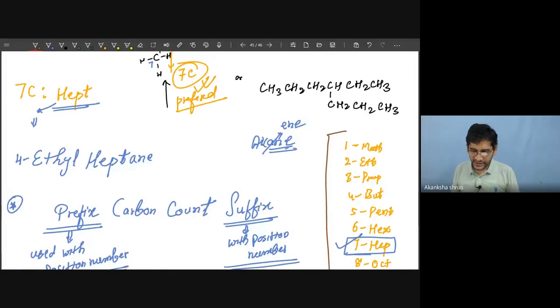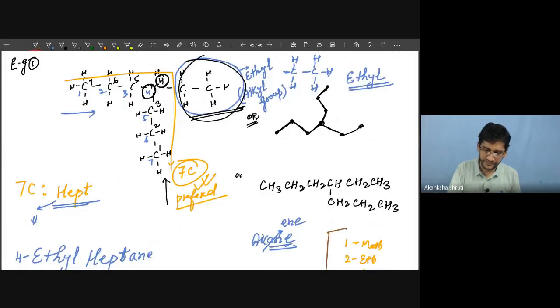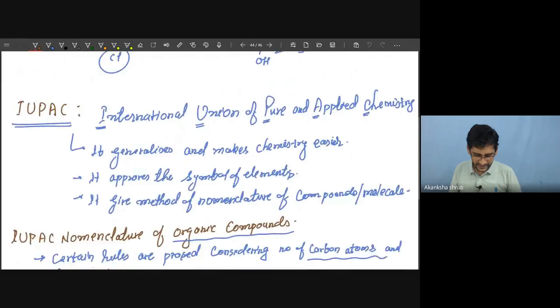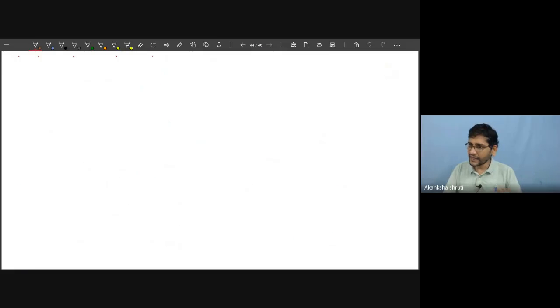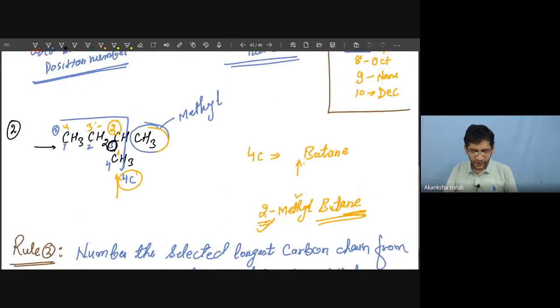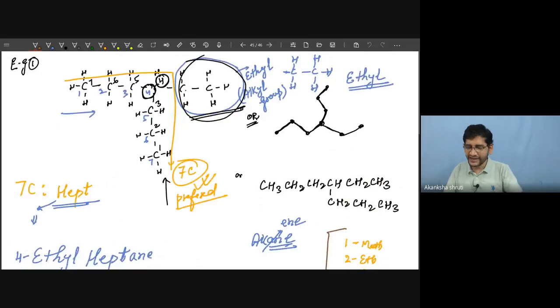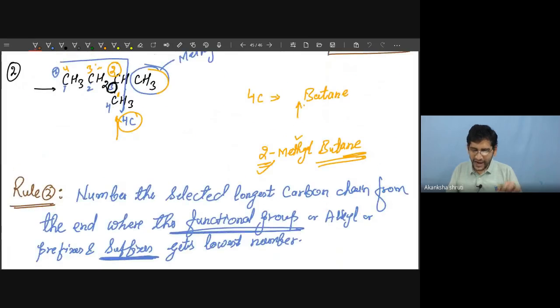So very first is select the longest carbon chain, count the number of carbons, give their name in terms of meth, eth, prop. Then we have to observe for the presence of other auxiliary groups and functional groups. If auxiliary groups and functional groups are there, then we shall start the numbering from that end from which the functional group is getting the lowest number.